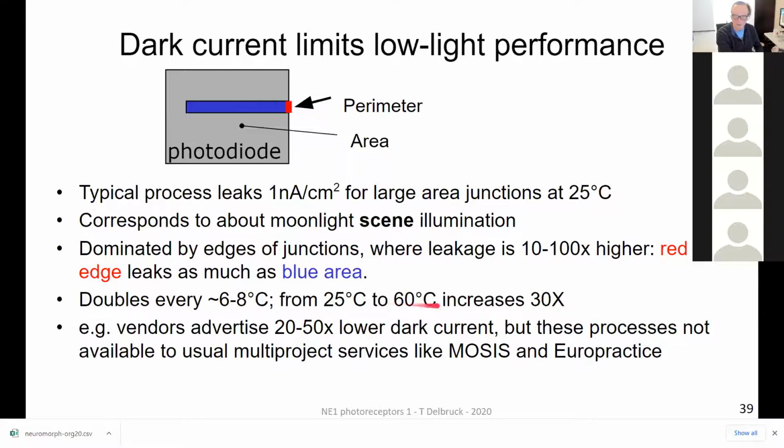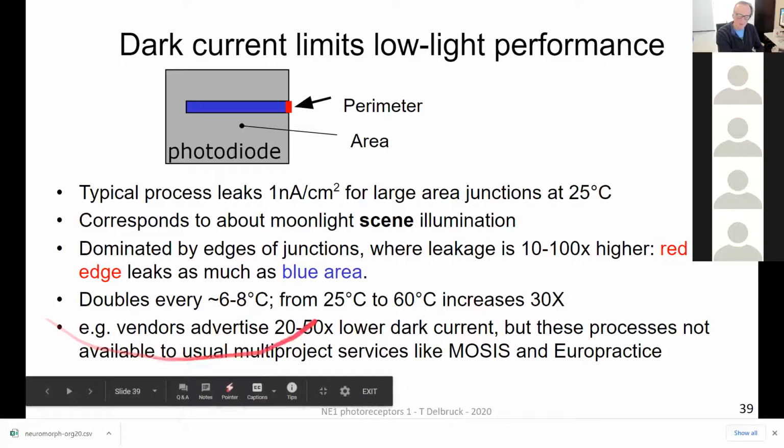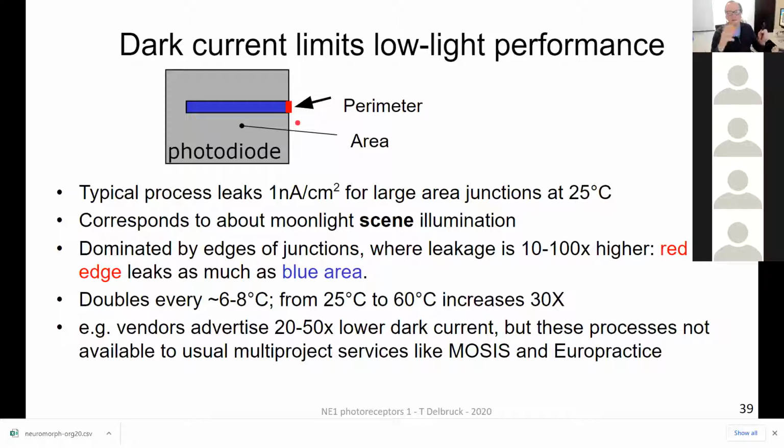And also this dark current doubles every 6 to 8 degrees. From 25 to 60 degrees, it increases by a factor of 30. So that means when your camera gets hot and you're trying to run it at night, like in Las Vegas, or if you leave it in a hot car and suddenly bring it inside, it's going to work really poorly because it's leaking lots of current. People can do things like trying to anneal out mid-band states, hydrogen annealing, all kinds of steps. If you follow all these steps religiously, you can get photodiodes that are much less leaky. But you have to pay for that in a CMOS image sensor process.